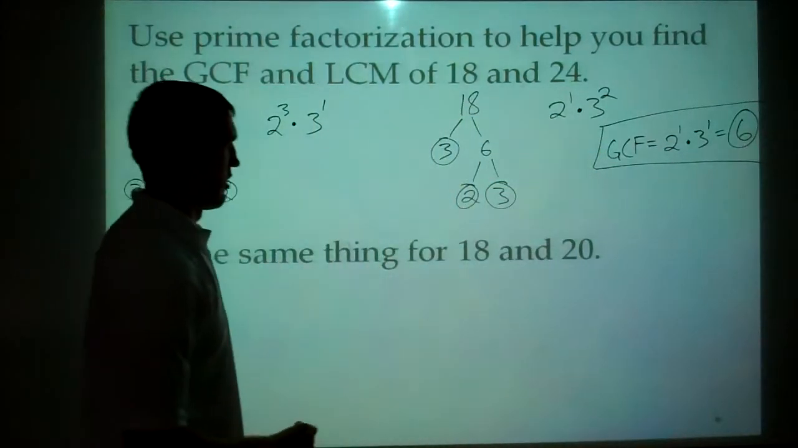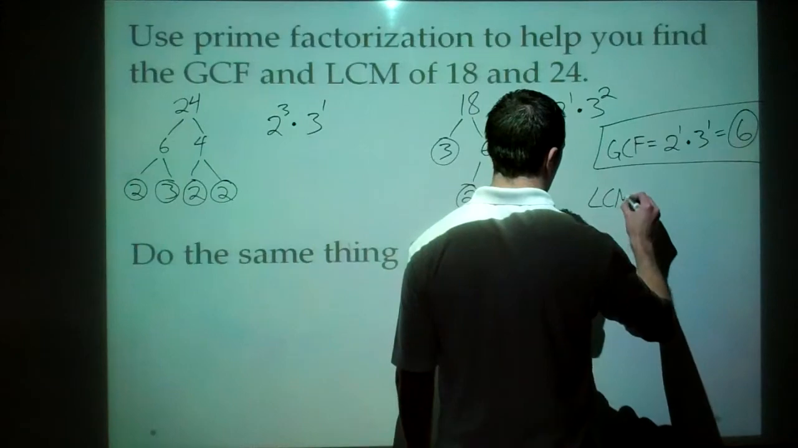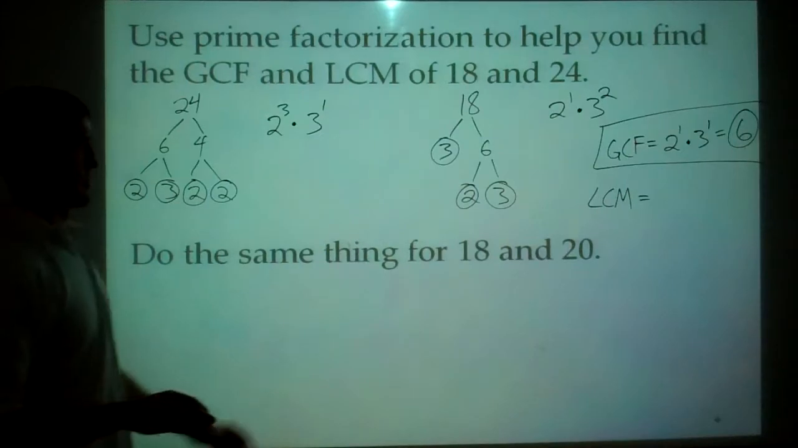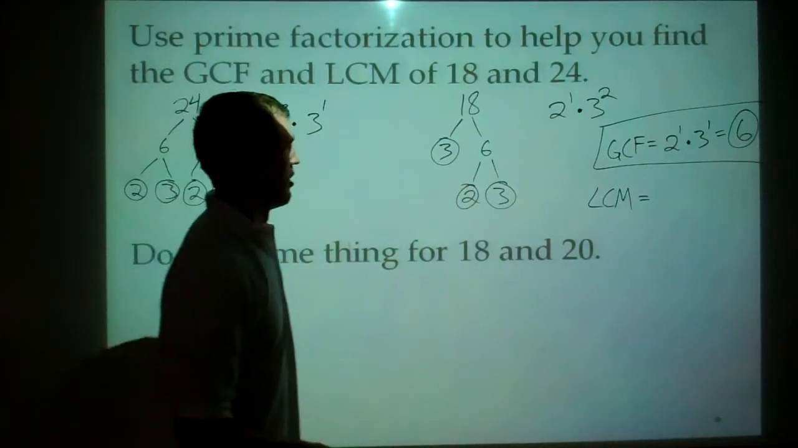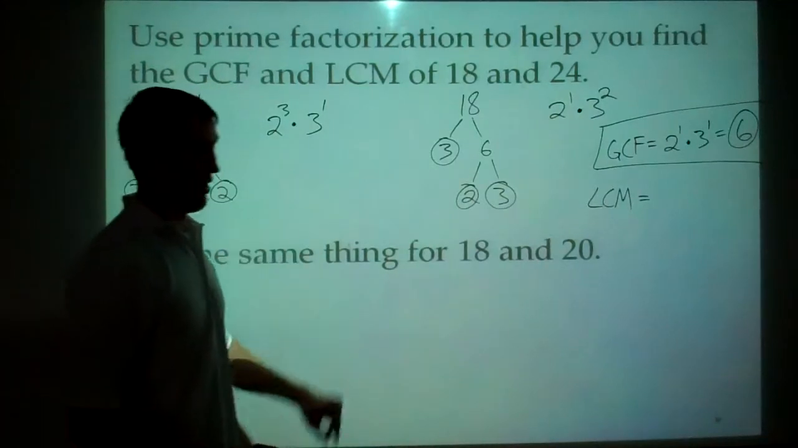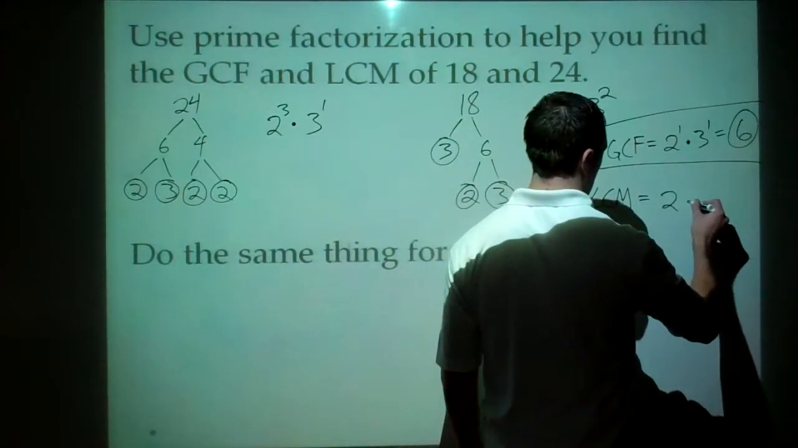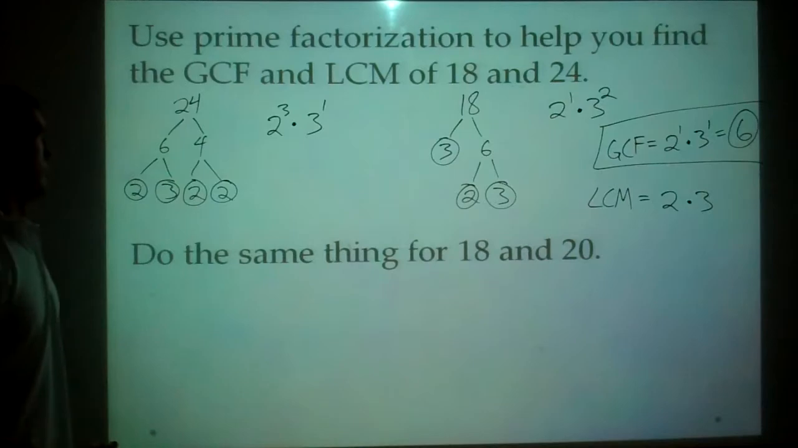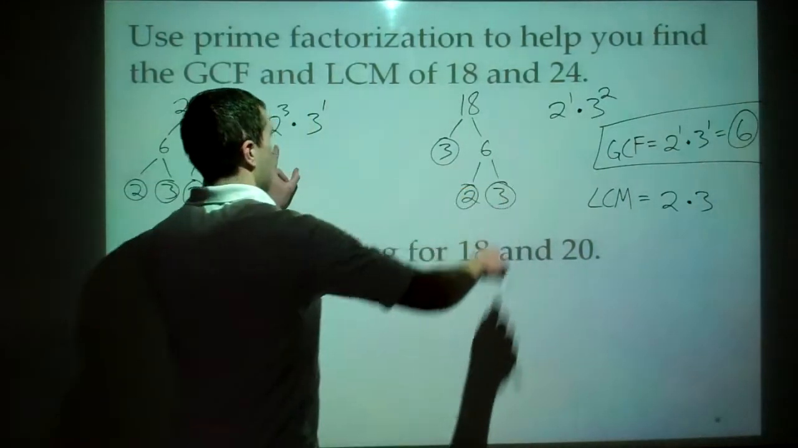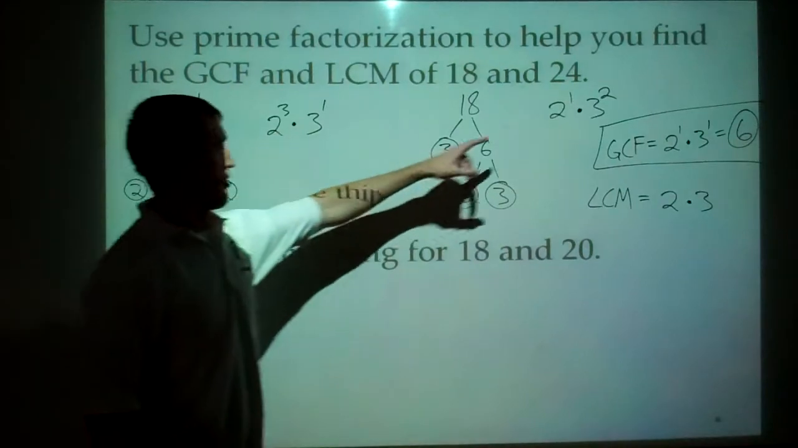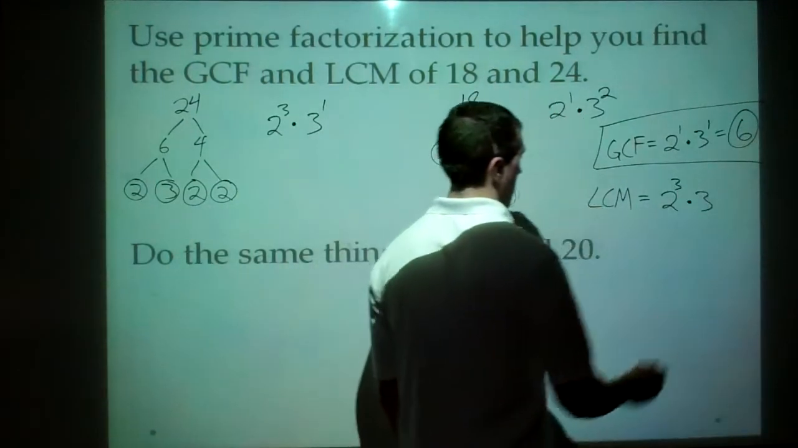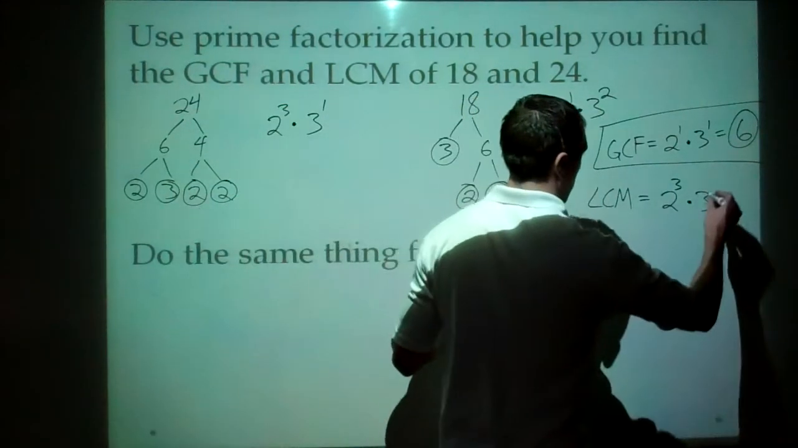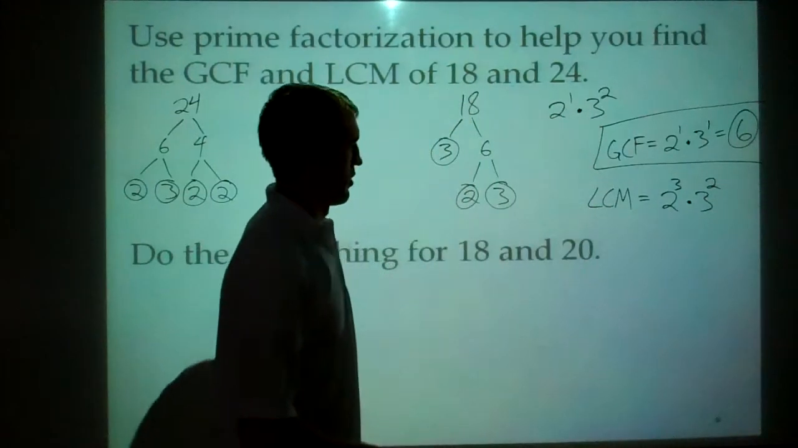Now for our LCM, we're going to look at every number that we see, remember, even if it's not included, it doesn't matter if they share it or not. The only numbers I see are 2 and 3. So we will have a 2 times 3, but now we're going to take the highest power. So 2 to the 3 or 2 to the 1. So 2 to the third, 3 is higher than 1, so we're going to go here. And 3 to the first or 3 to the second, well, 2 is higher than 1, so we're going to use that.